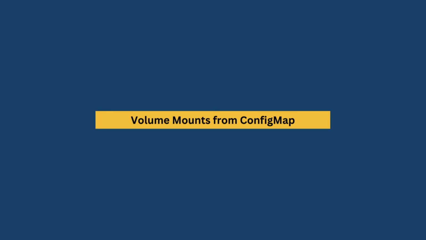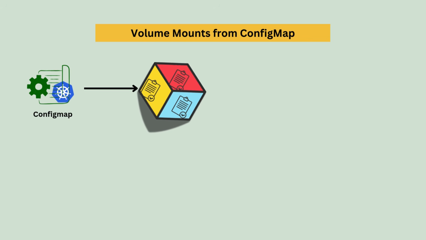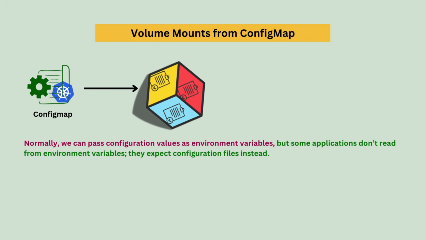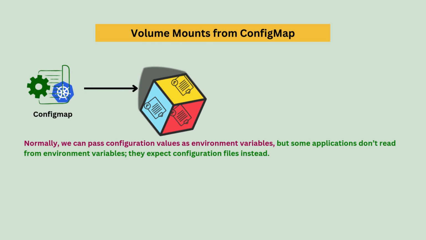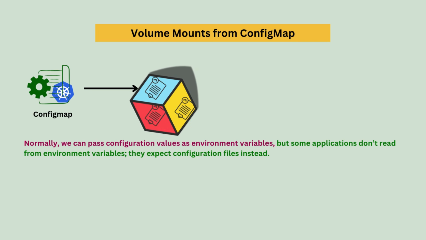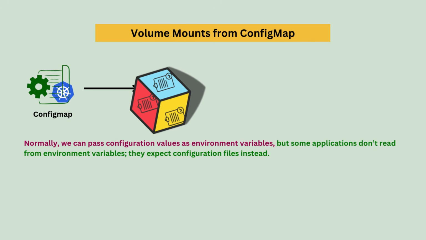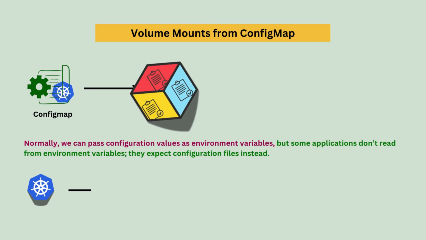Moving on with our next topic, volume mounts from config map. We are taking the idea of config maps and using them in a different way, as files inside the container. Normally, we can pass configuration values as environment variables, but some applications don't read from environment variables. They expect configuration files instead. So Kubernetes gives us a way to handle that.